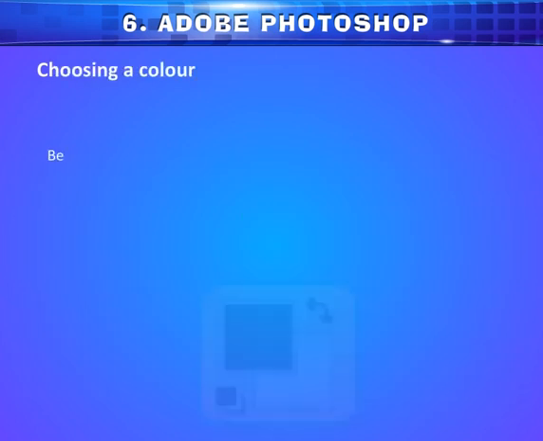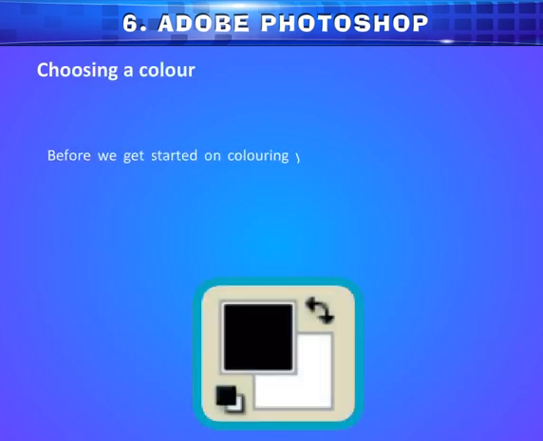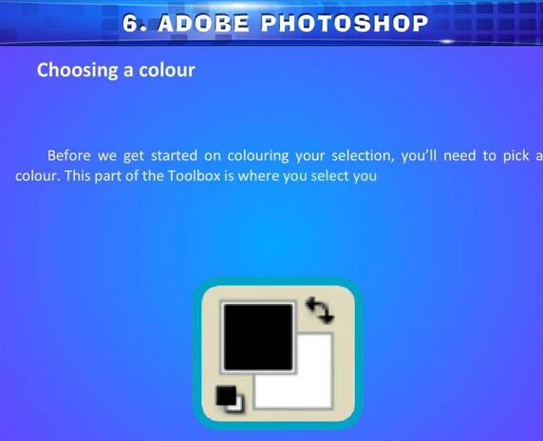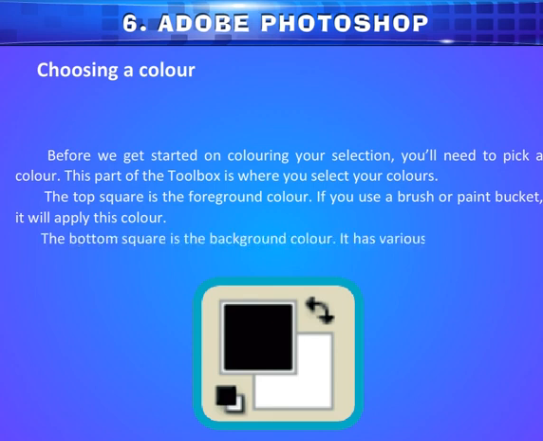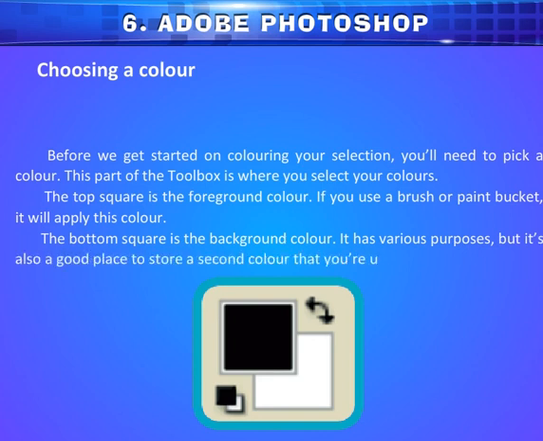Choosing a color. Before we get started on coloring your selection, you will need to pick a color. This part of the toolbox is where you select your colors. The top square is the foreground color. If you use a brush or paint bucket, it will apply this color. The bottom square is the background color. It has various purposes, but it's also a good place to store a second color that you are using.